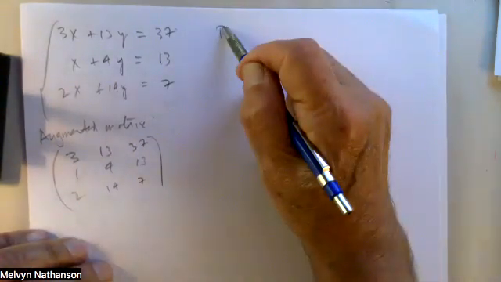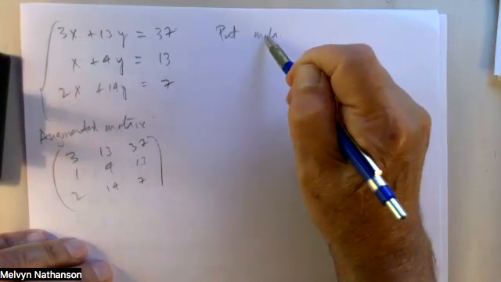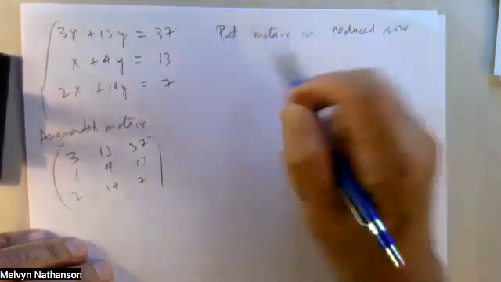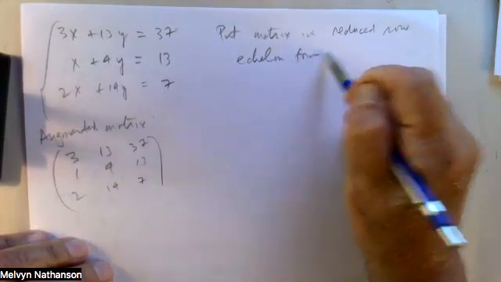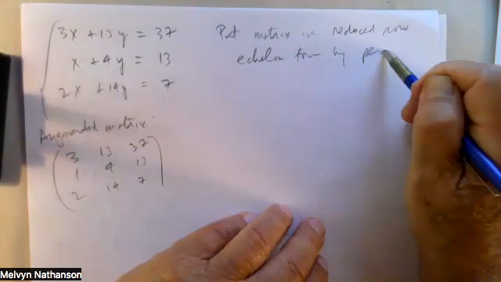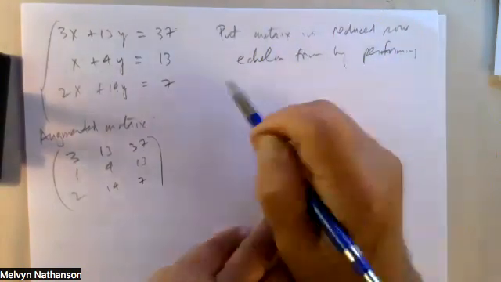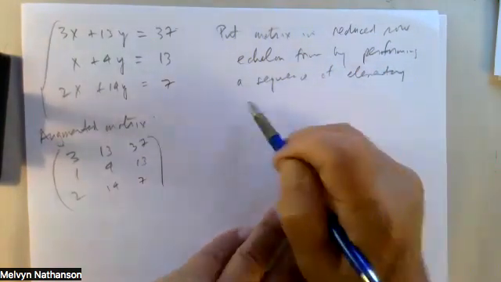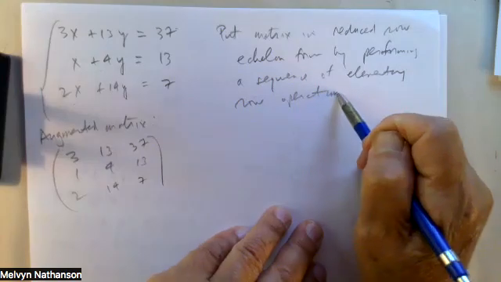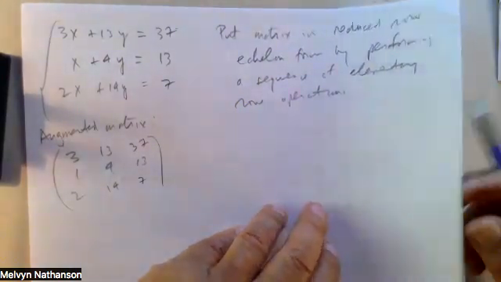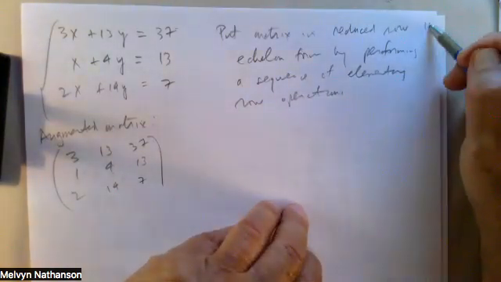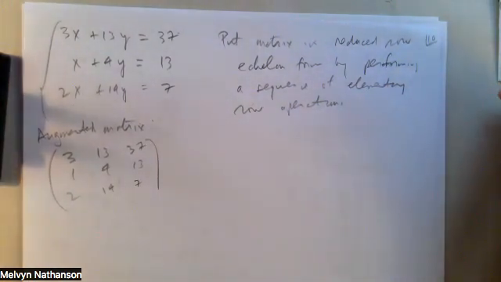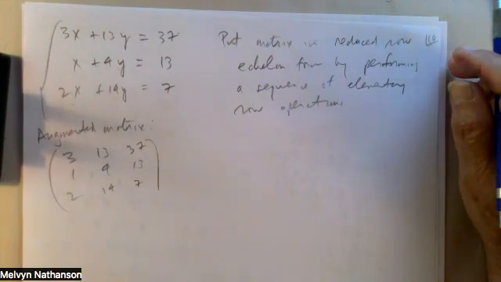And my goal is to put the matrix in reduced row echelon form by performing a sequence of my elementary row operations. Now, is there only one way of doing this? No. There are infinitely many ways of doing it. It's up to you how you do it. And the more problems you do, the better you'll get at making more efficient choices for what to do.